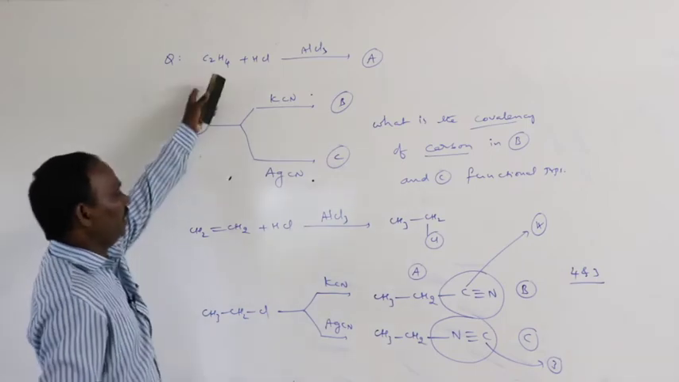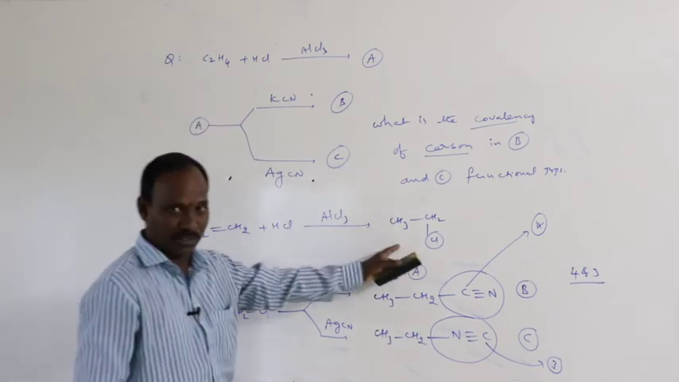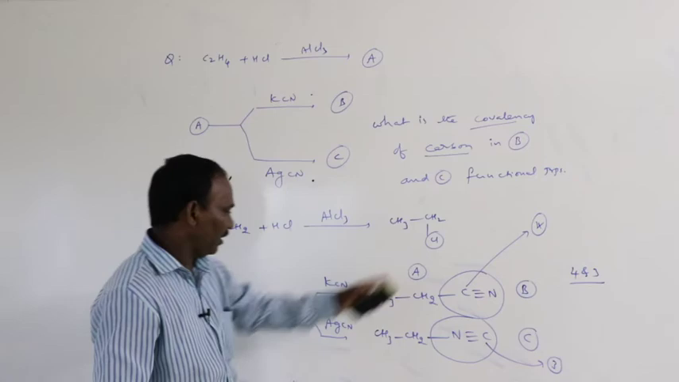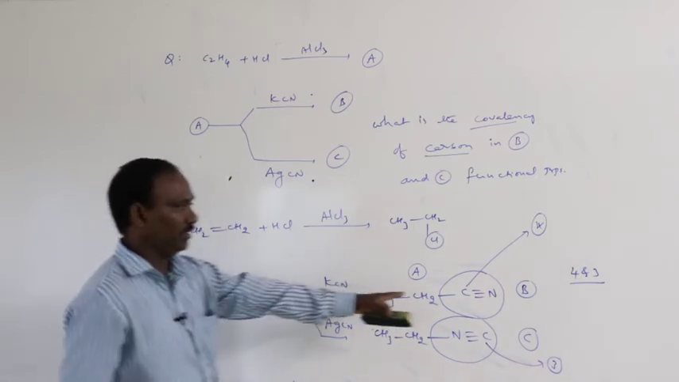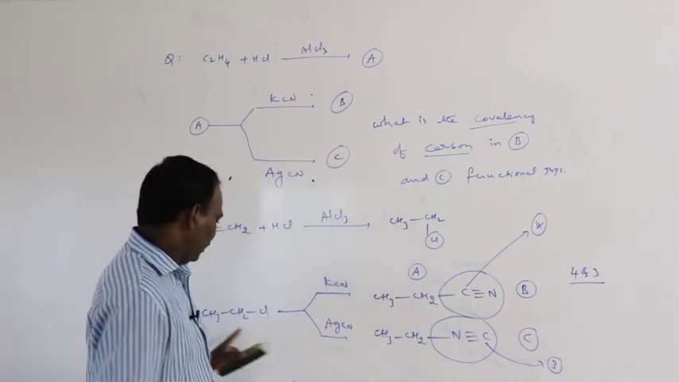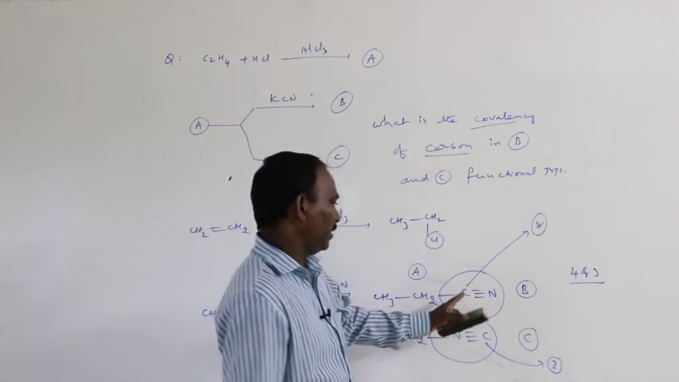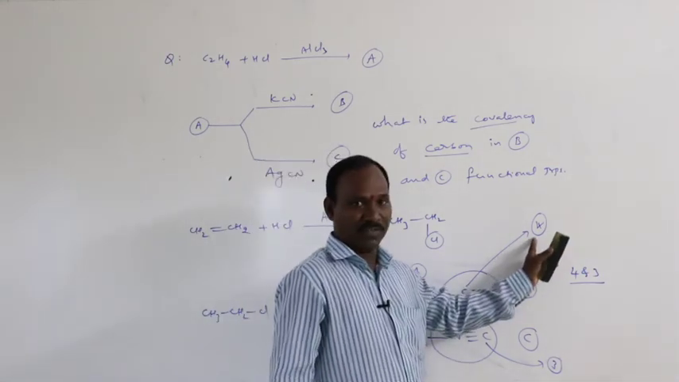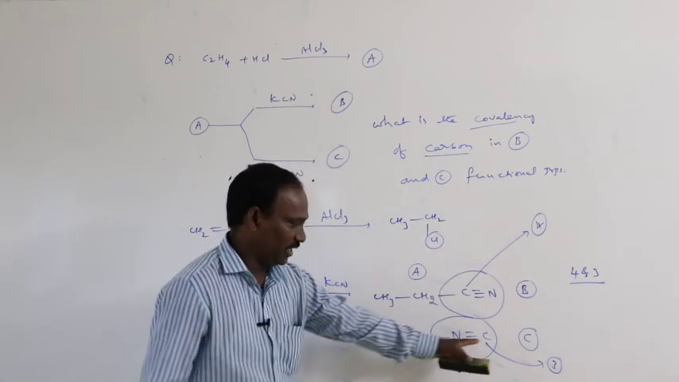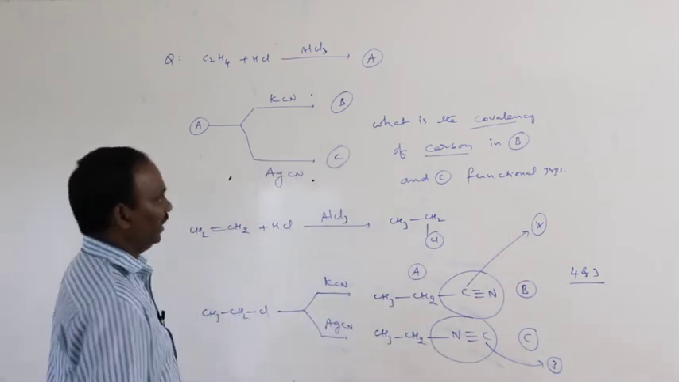So ethene plus HCl gives ethyl chloride. Ethyl chloride plus KCN gives ethyl cyanide. Ethyl chloride plus AgCN gives ethyl isocyanide. In cyanide, covalency of carbon is 4. In isocyanide, covalency of carbon is 3.